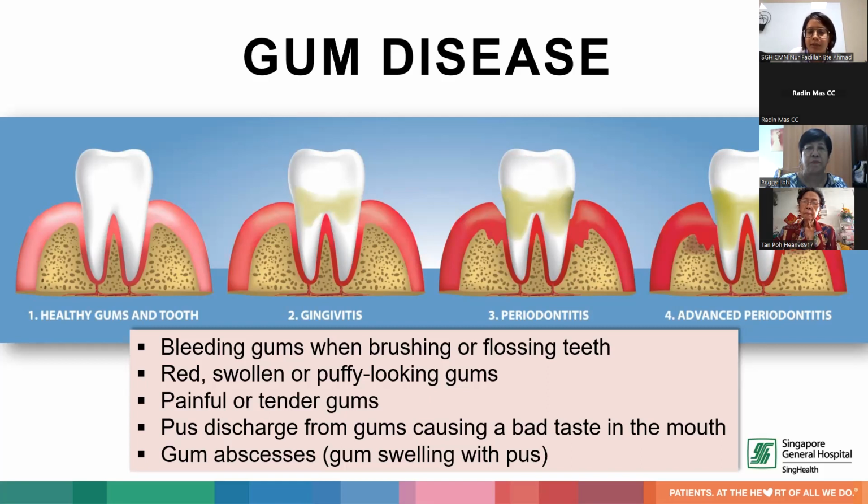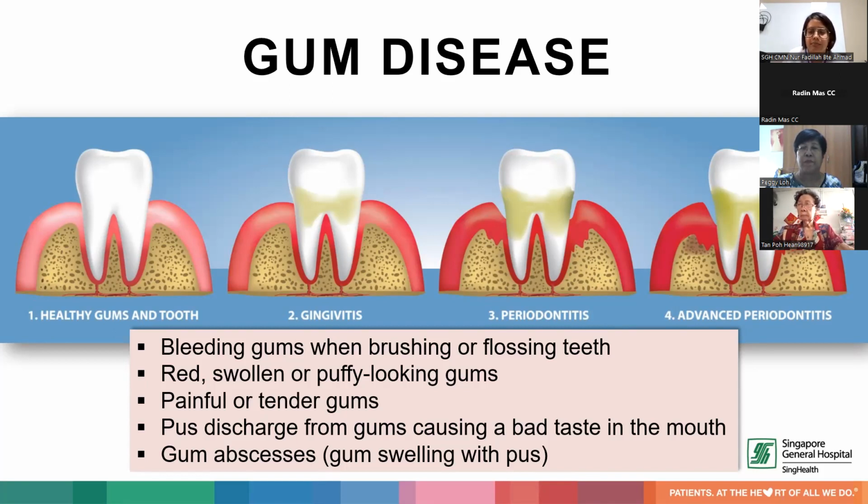The last stage will be advanced periodontitis. At this final stage, the fibers and bones supporting your teeth are actually destroyed, which can cause your teeth to shift or loosen. This can affect your bite. And if aggressive treatment such as giving antibiotics cannot save them, your teeth need to be removed.